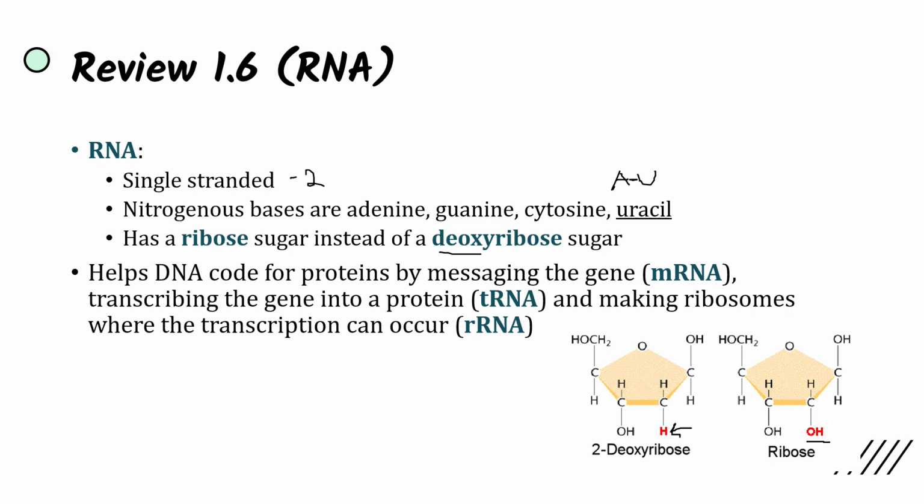And you might ask, why is RNA one strand? Because it's going to be easier to get the message out of the nucleus, messenger RNA, and easier to transcribe because it's already missing half of the strand. So you can attach the transfer RNA onto the messenger RNA.